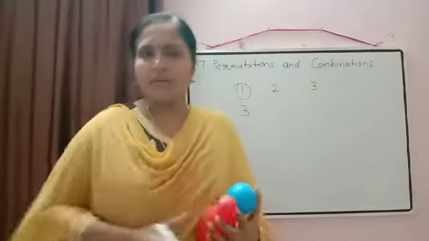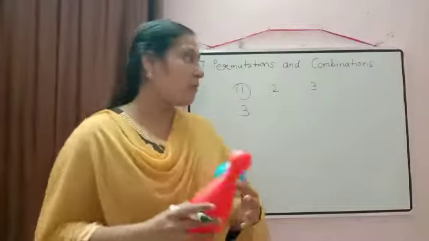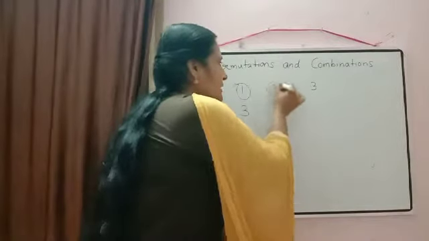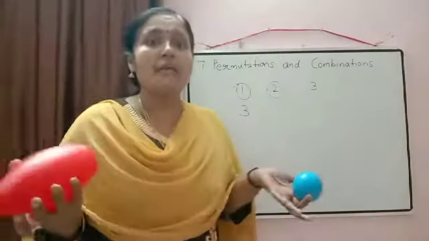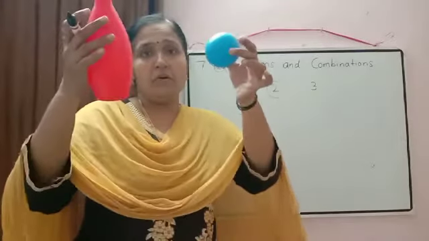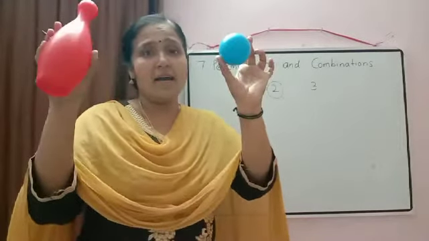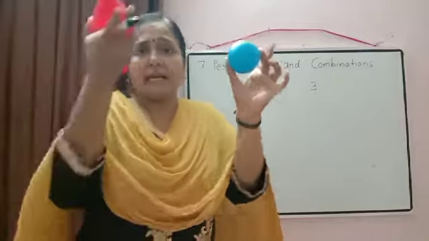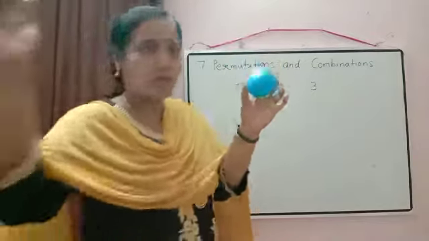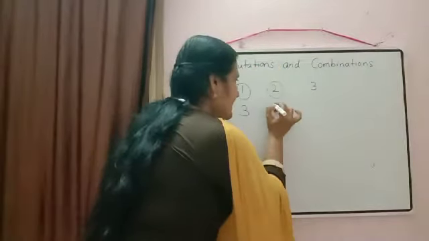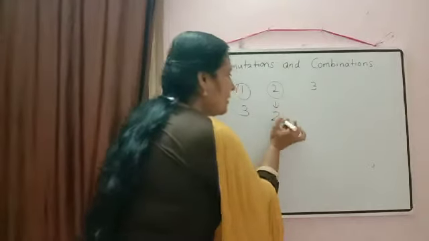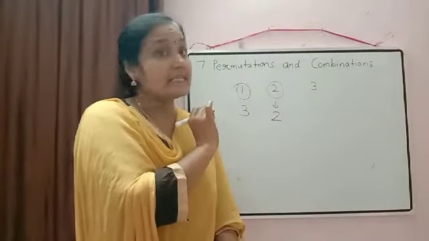We don't have to give this mic to any other child. Now, for the second child, how many options are available? Only 2 options are available. Suppose he selected this one, so that will also be gone. So, the second child, how many options are there? 2 options are there with the second child.